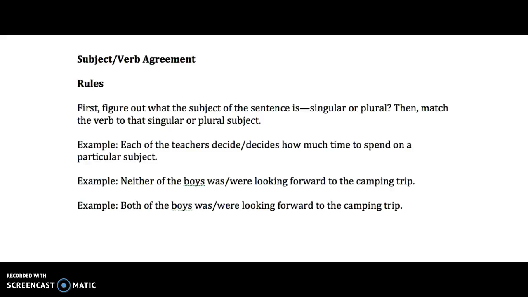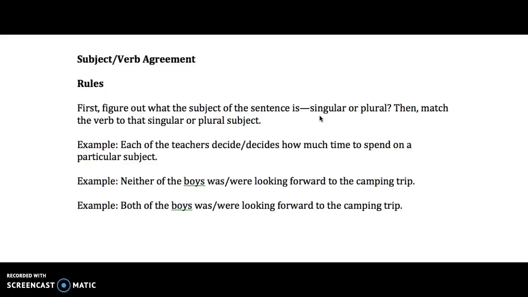Here's a quick lesson on subject-verb agreement. First, you have to figure out what the subject of the sentence is. Is it singular or is it plural? Then the idea is to match the verb, make sure the verb of the sentence is aligned or matches with the singularity or plurality of the subject.